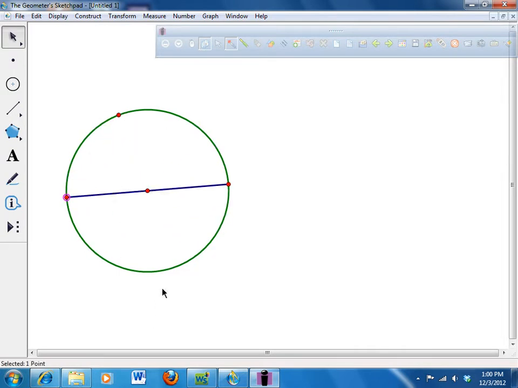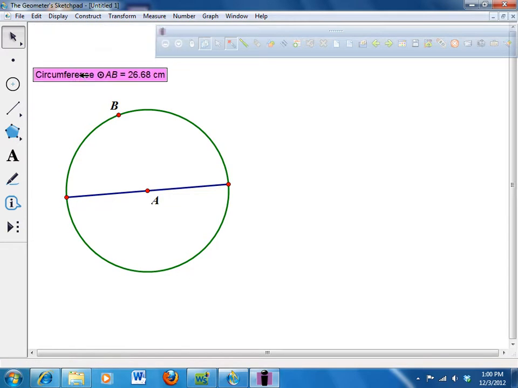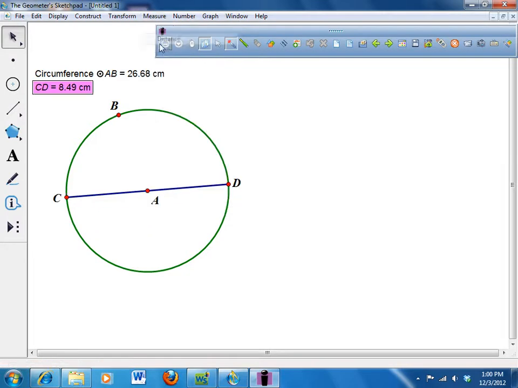So anyway, the first thing I'm going to do is click on that, and go to measure. Click on this, measure, and I'm going to go to... Doesn't work. I have too many things selected. Measure circumference. So there is the circumference of that circle. And now I'm going to go from this to here, and go measure distance. And that is 8.49.